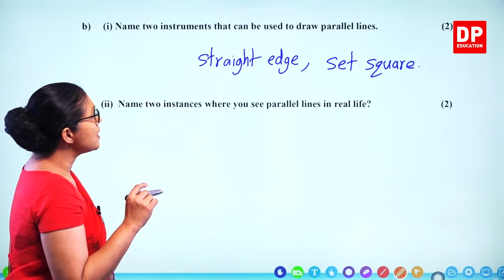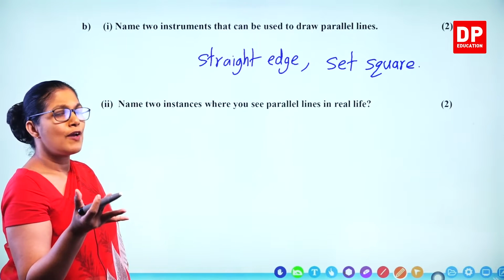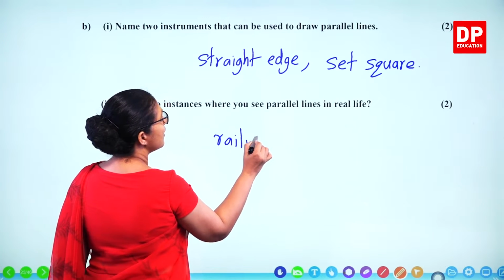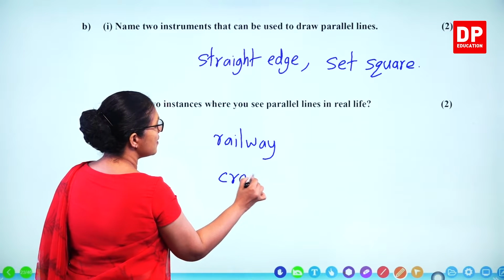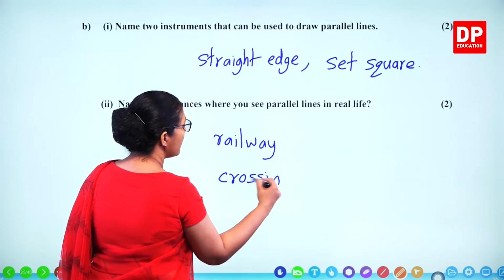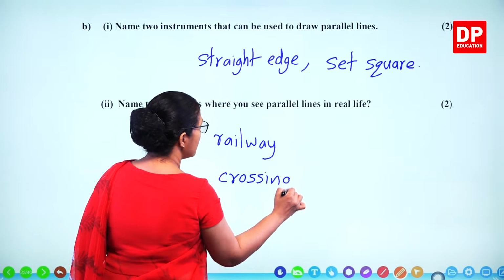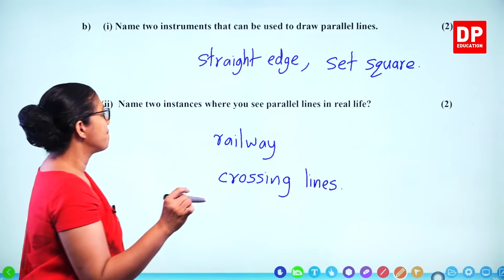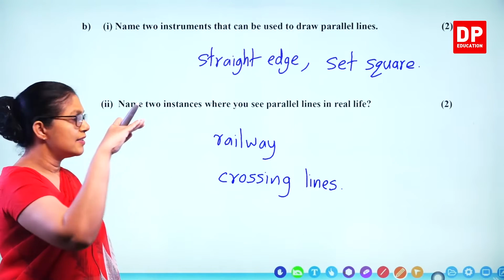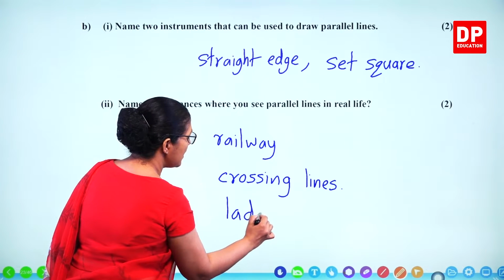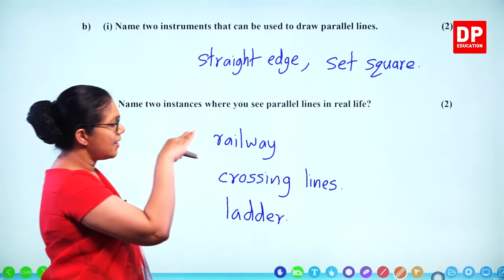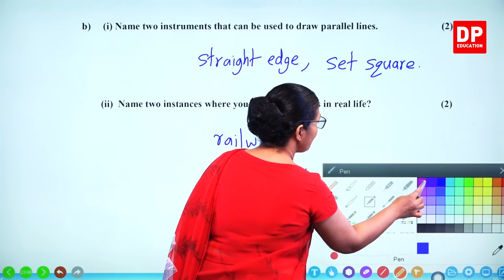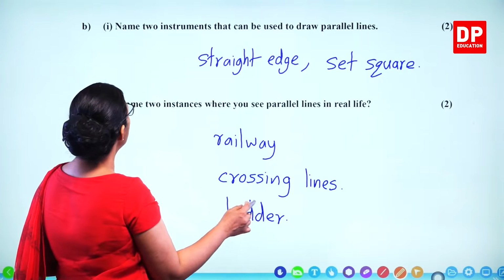Name 2 instances where you see parallel lines in real life. Where you see parallel lines. Railway and crossings. You see yellow color crossing lines. Those are parallel. Crossing. Then when you take the ladder also you see parallel lines in between the 2 poles. So you can write any 2 here.